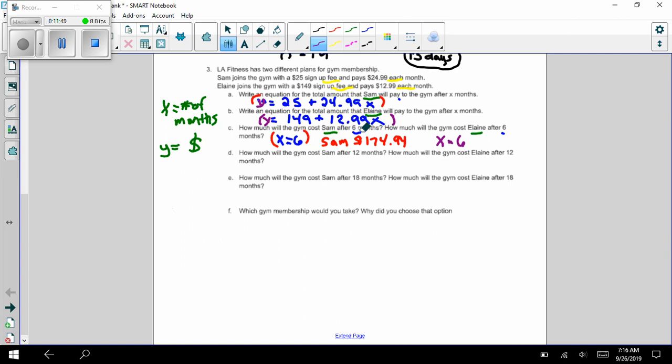Her payment is different. So put that in Desmos, see where they cross, and we can see that Elaine, I'm just going to abbreviate E because I'm running out of room here, has to pay $226 and some change also, and that would be 94 cents.